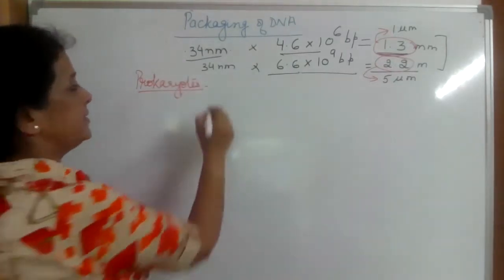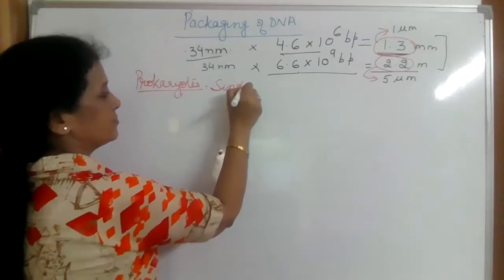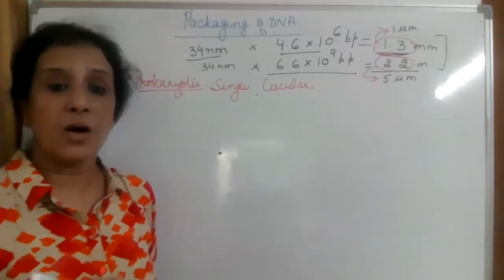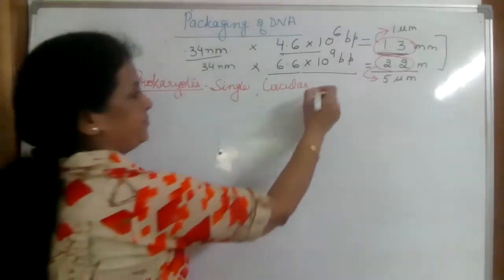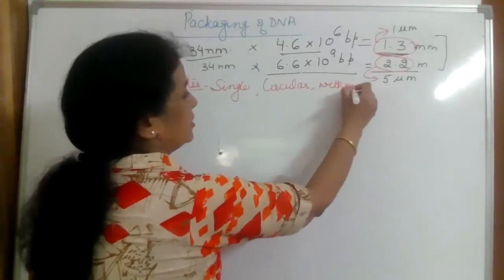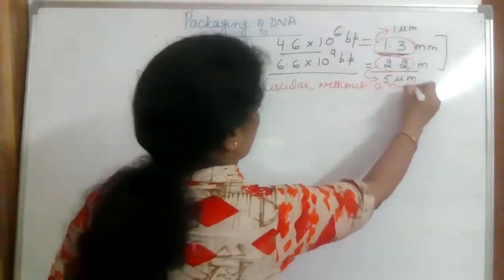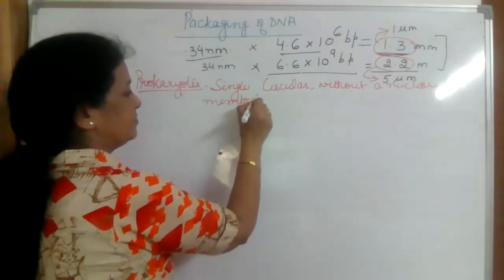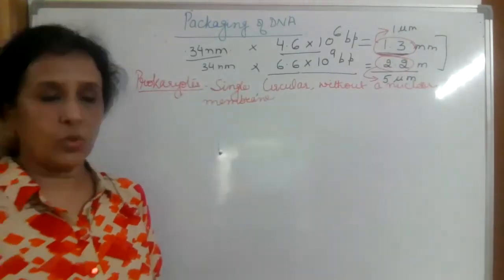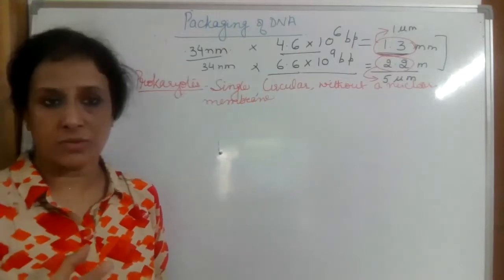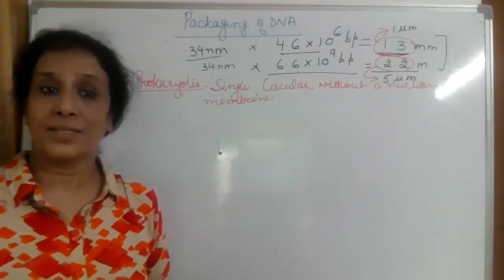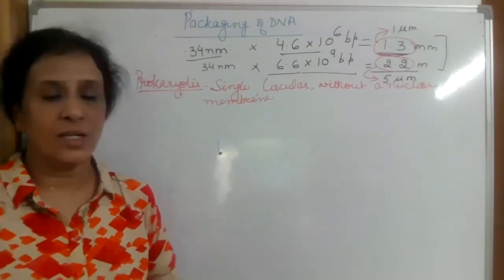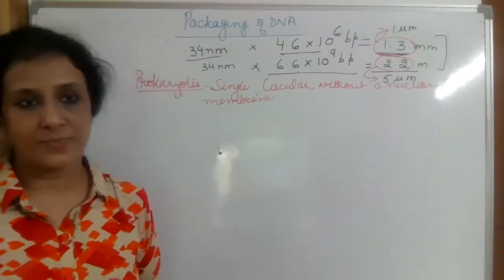In prokaryote, DNA is single, circular, and without a nuclear membrane. So now the question is, though this DNA is not bounded by a nuclear membrane, still it is confined to a particular place. It is not spread throughout the cytoplasm.